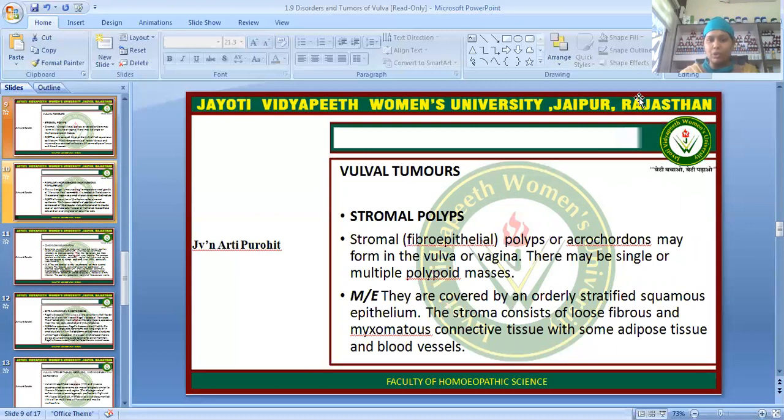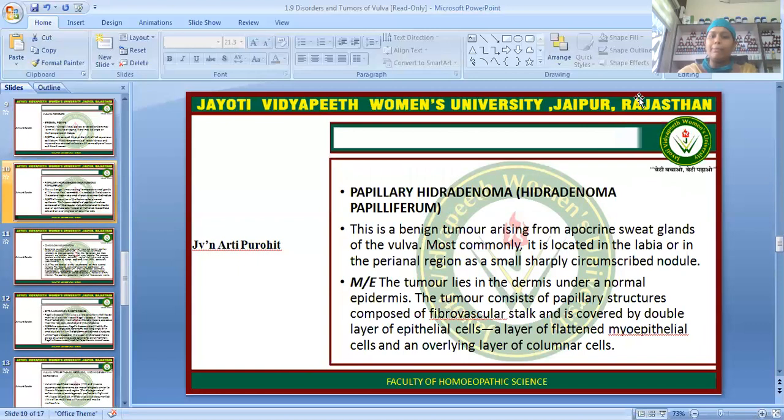Microscopic examination shows they are covered by an orderly stratified squamous epithelium. The stroma consists of loose, fibrous, and myxomatous connective tissue with some adipose tissue and blood vessels. Papillary hidradenoma papilliferum. This is a benign tumor arising from apocrine sweat gland of the vulva. Most commonly, it is located in the labia or in the perianal region as a small sharply circumscribed nodule.